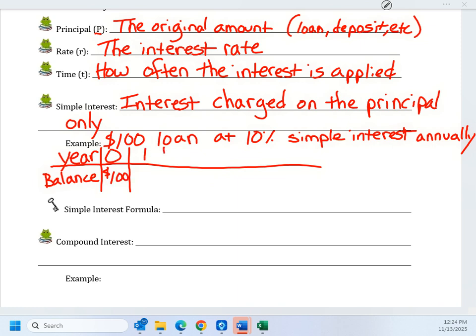After year one, we're going to have interest put on it. So to calculate what that interest is going to be, we're going to use this formula. The principal times the number 1 plus rate times the time.